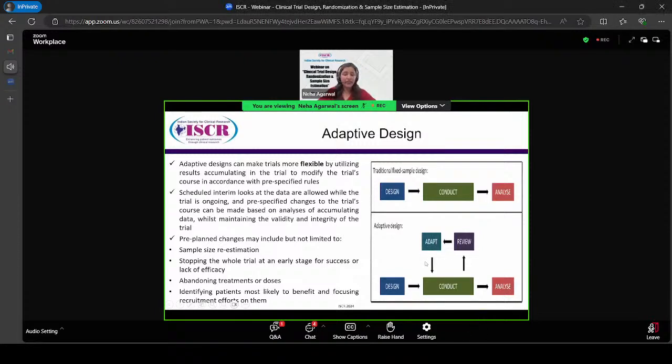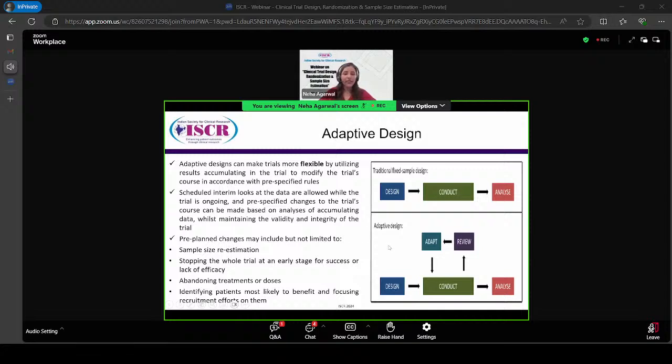So this is the basic difference between traditional and adaptive design. In traditional design, you don't have that flexibility, right? When the trial is being conducted and you identify that some changes or modifications should be made, or you find that the sample size is not enough and you want to increase it, you don't have the flexibility to make those modifications.